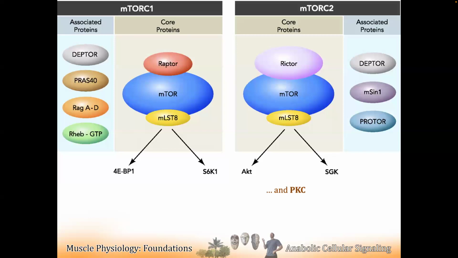There's also RICTOR, in the place of Raptor. Rapamycin-insensitive companion of TOR, Rictor. There's mSin1 and PROTOR over there. And the downstream targets are different too. One of them, well, PKB, AKT or PKB, same thing, two different names for the same thing.